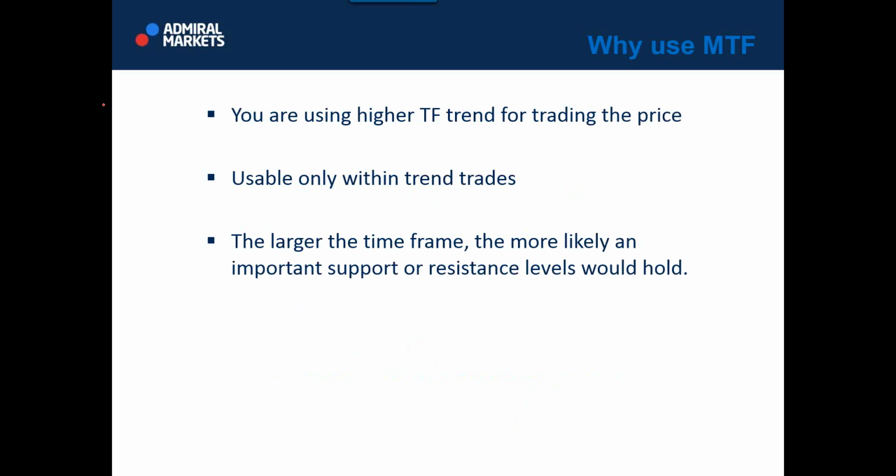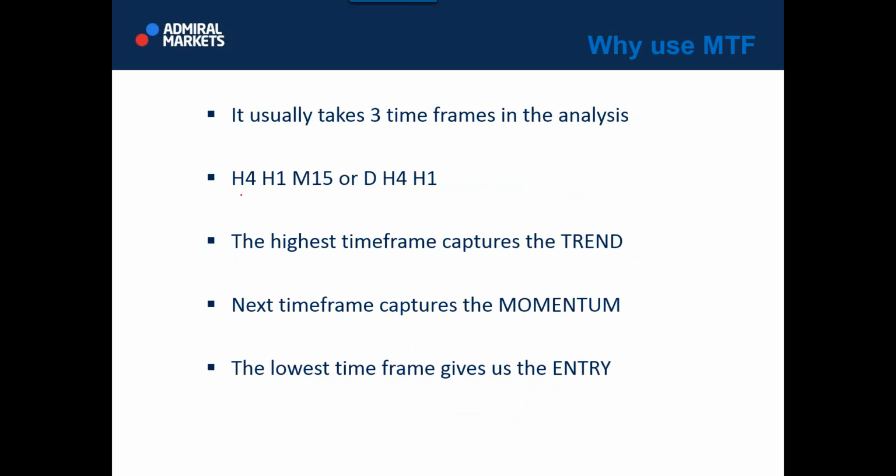And if you want to trade like this, you will be using either 4 hour for trend, 1 hour for momentum, and 15 minutes for entry, or daily for trend, 4 hour for momentum, 1 hour for entry. It doesn't matter which one of these you use. It can be good, definitely, but you need to know what you're doing.